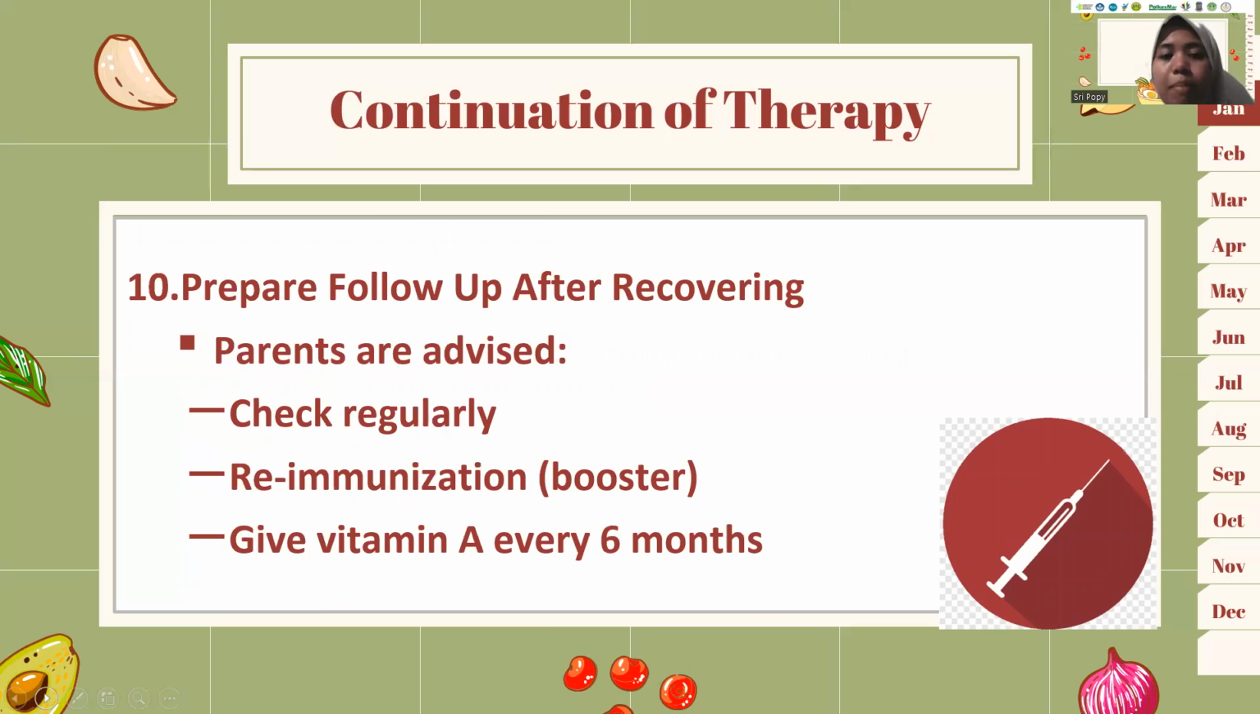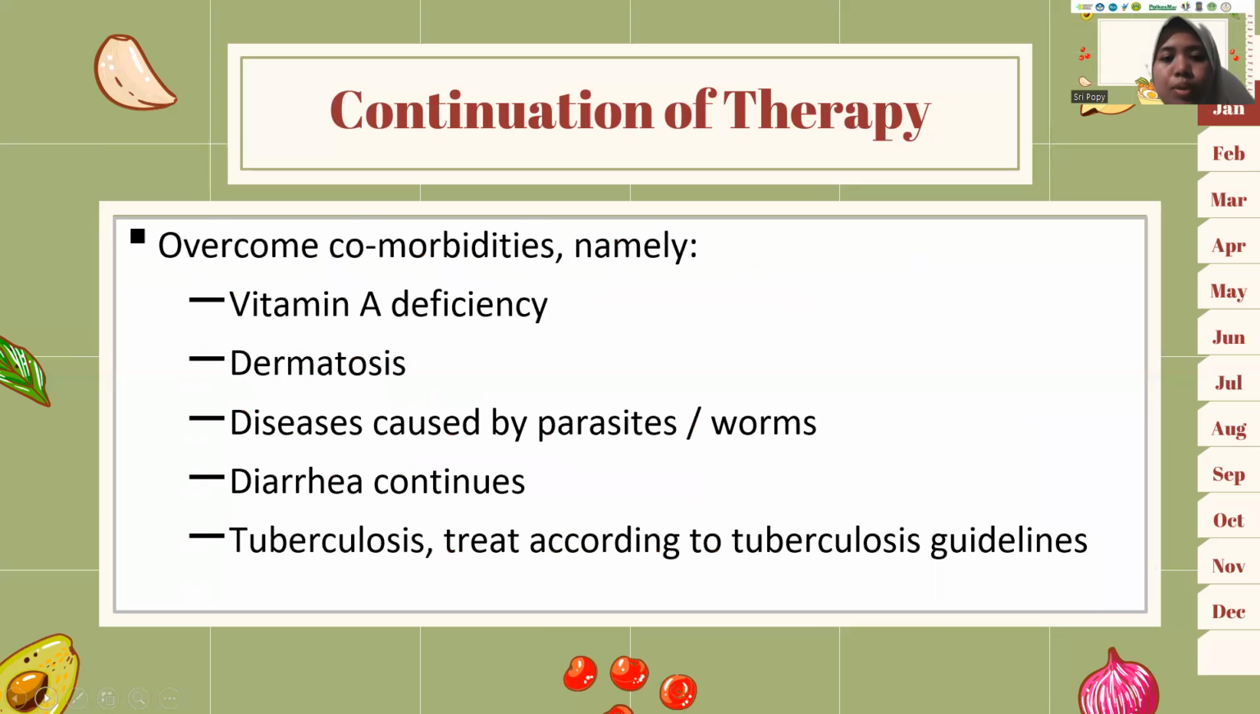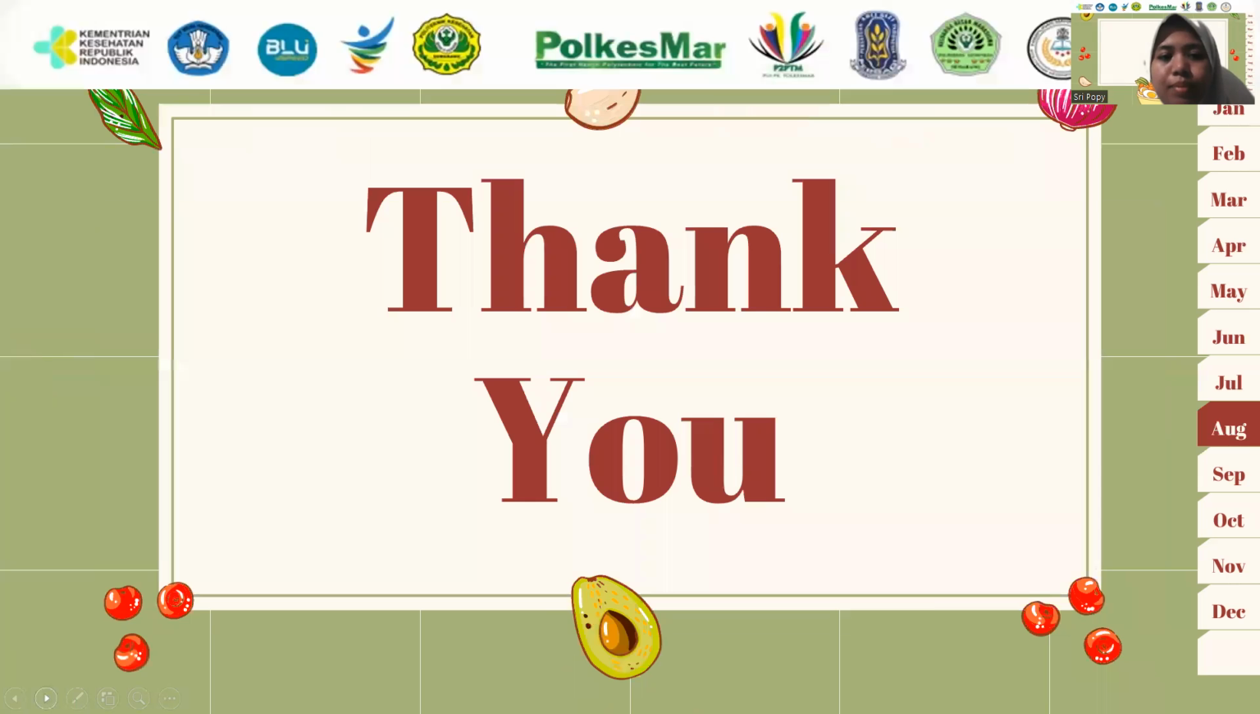And the last, prepare follow up for the recovery. Parents are checked regularly, re-immunization or booster, give vitamin A every 6 months. Vitamin A deficiency, dermatosis, disease caused by parasites or worms, continuous diarrhea, tuberculosis treat according to tuberculosis guidelines.